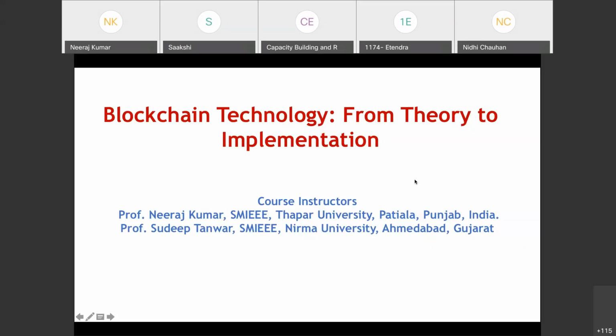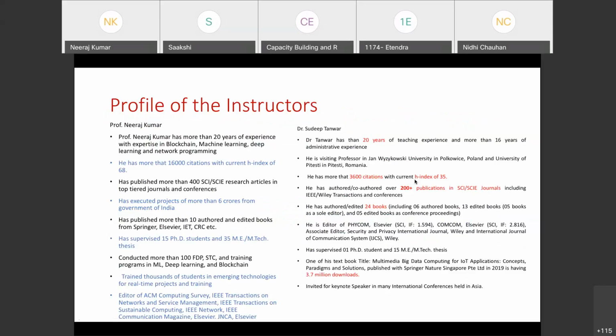So today we will have a brief discussion on blockchain technology and its basic components. Although Sakshi has already introduced us, to be very frank, I am Professor Neeraj Kumar, working as a full professor at Thapar Institute of Engineering and Technology, and I have more than 20 years of experience, with expertise in blockchain, machine learning, deep learning, and network programming. I have more than 60,000 citations with a current H index of 68, and have published more than 400 SCI publications in top tier journals in these areas. I have also executed 6 crore of government funding in different projects, and authored 10 books with Springer, Elsevier, and IIT, and also have 15 PhD students with 35 ME and MTech students.